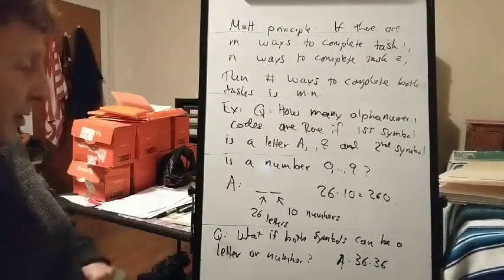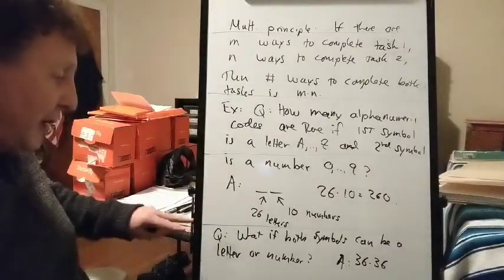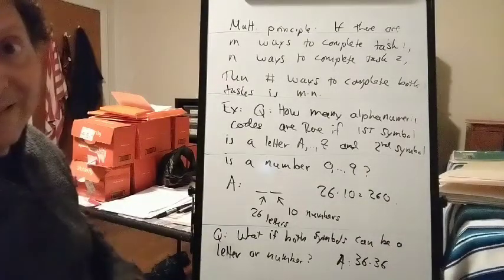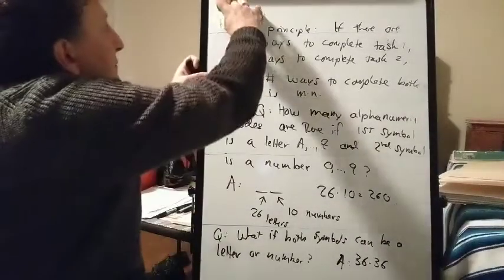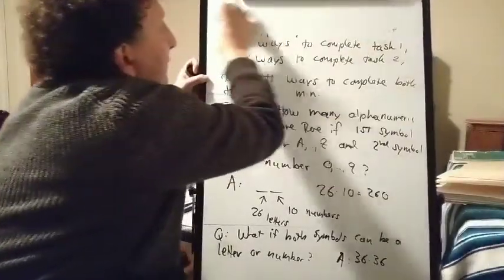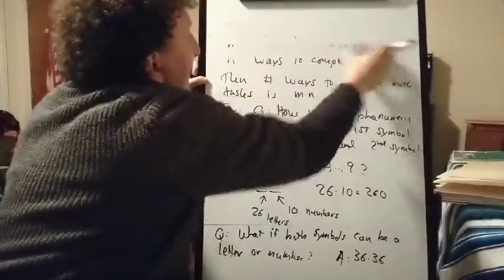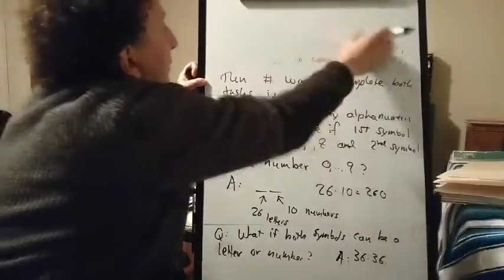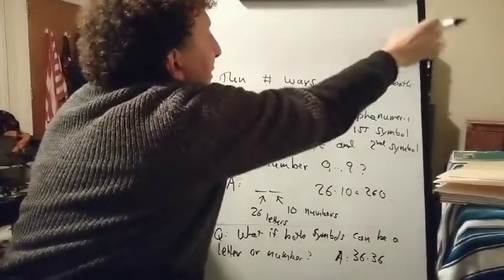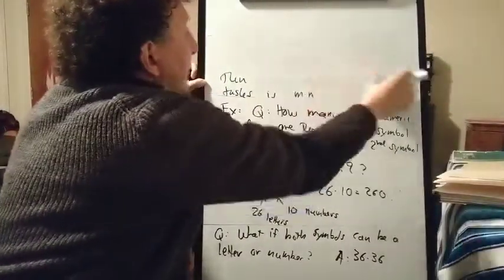And now let's make this a little bit harder. And let's say, what if both symbols can be a letter or a number, but they can't be the same? So we don't allow a repeated symbol.